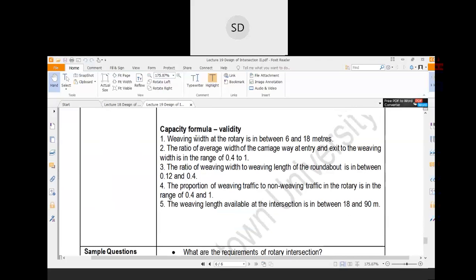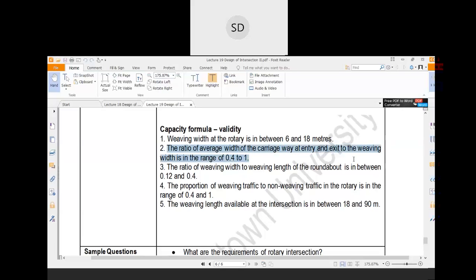Now, after finding the capacity and all the other parameters and designing the intersection, you can check whether your intersection is adequate or not. How can you find it? First, your weaving width at the rotary should be between 6 and 18 meters. You have to design your weaving width in between this.